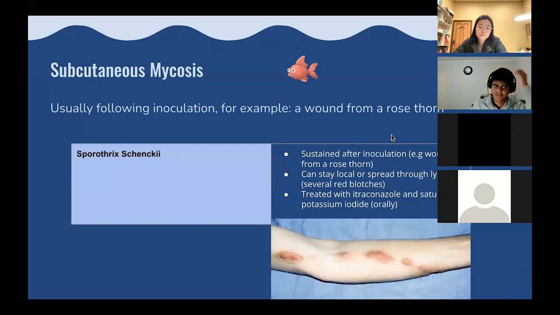But I don't think the treatment is that important. It's just really knowing that if you have a subcutaneous infection, I think I've seen this in a question, if you see a rose thorn, immediately go to Sporothrix, because that's what the answer is going to be.